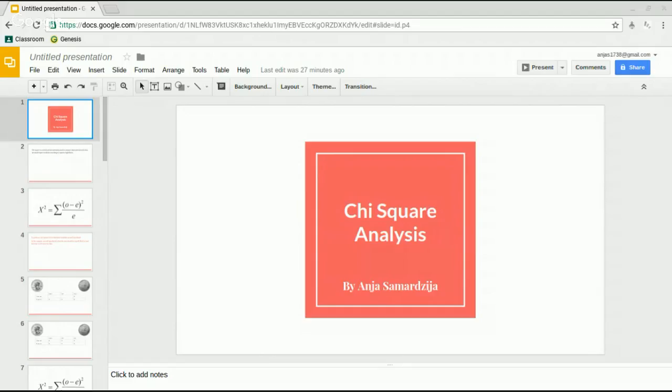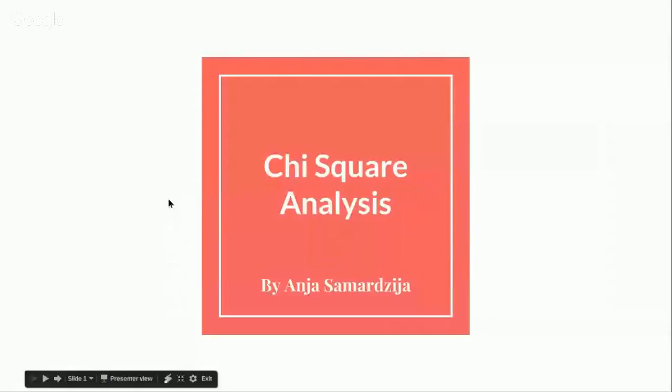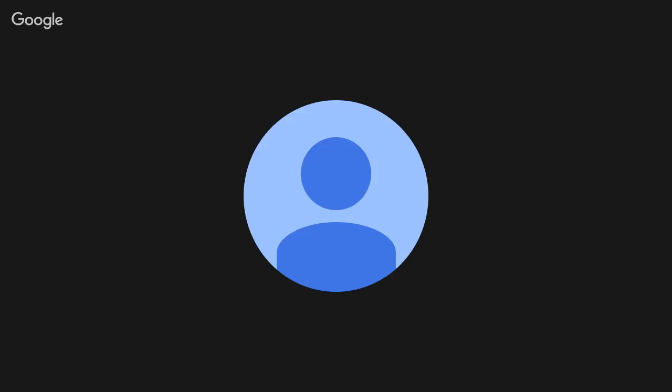Hi guys, so today I'd like to talk about chi-square analysis. Chi-square analysis is very important in sciences. You'll be using it a lot in AP Biology. So what is chi-square analysis?